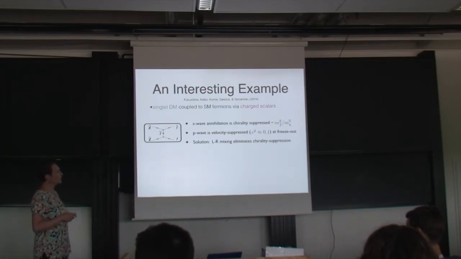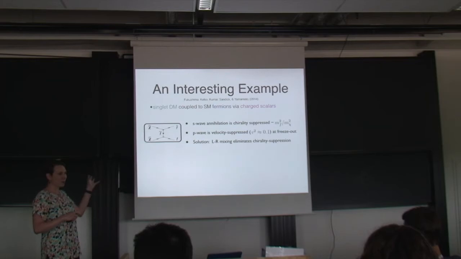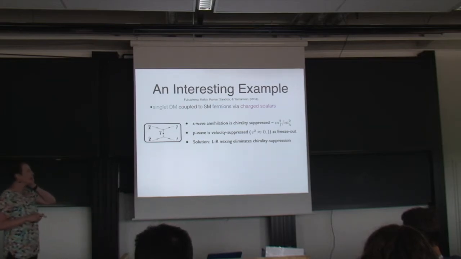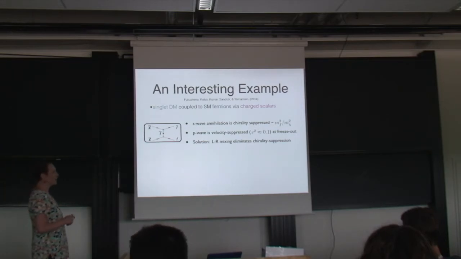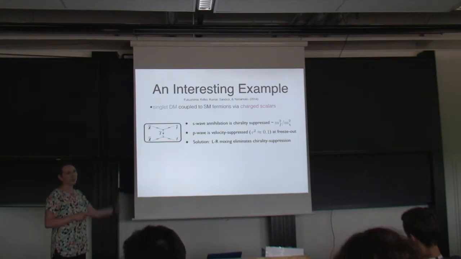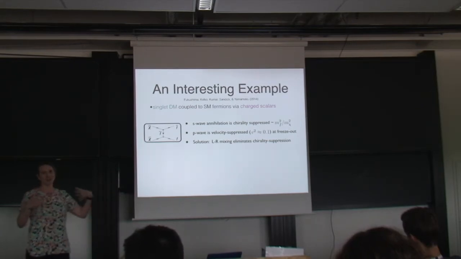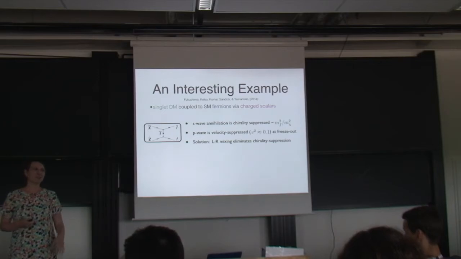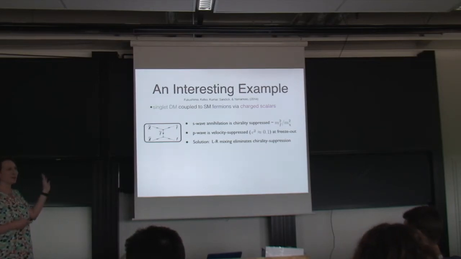Now this is a little bit of a tricky thing, because if you just wrote down this interaction, what you would find is that the s-wave annihilation is chirality suppressed. The fermion masses are light, so you're not really going to have this in any amount. And the p-wave is velocity suppressed at freeze-out, which is actually enough to make it not a significant annihilation channel. So you would always end up with too much dark matter in these models.